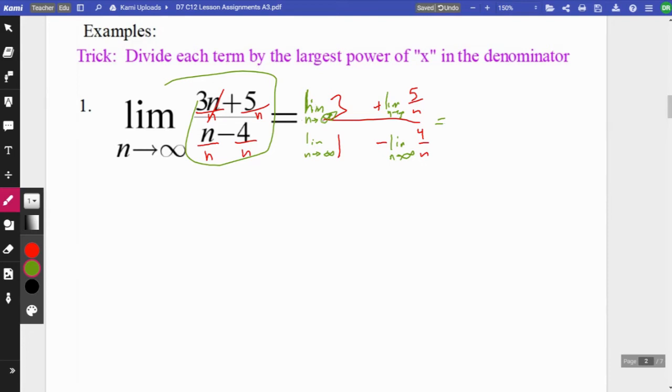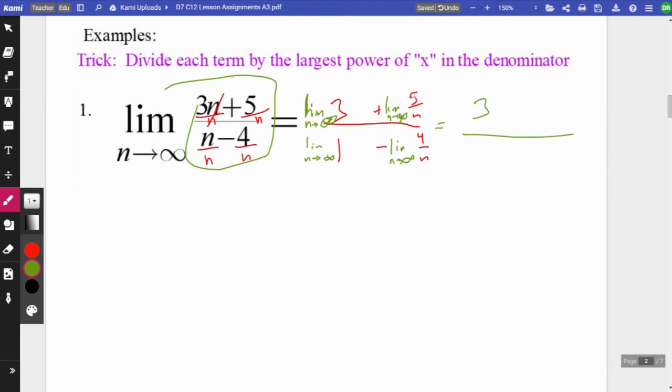The limit as n approaches infinity of 3, well, there's no n. Whatever we would plug in for n, there's nowhere to plug it in, so we'd still just get 3. Limit as n approaches infinity of 5 over n. Well, this is a classic case where you have a constant on top that's not going to matter because we're plugging in really large numbers on the bottom. Any number on top divided by a really, really large number is going to be essentially 0.